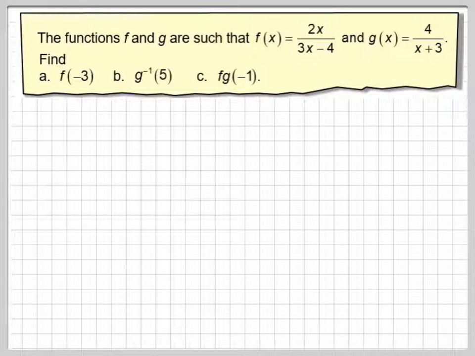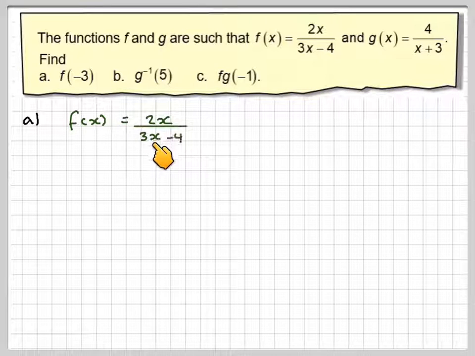Functions f and g are such that f of x is 2x over 3x minus 4 and g of x is 4 over x plus 3. It says find f of minus 3, g to the minus 1 of 5, so the inverse function of 5, and then the composite fg of the number minus 1. Okay, so f of x is 2x over 3x minus 4.